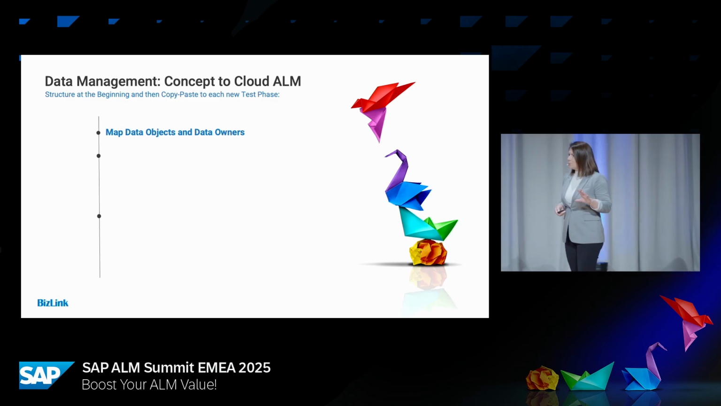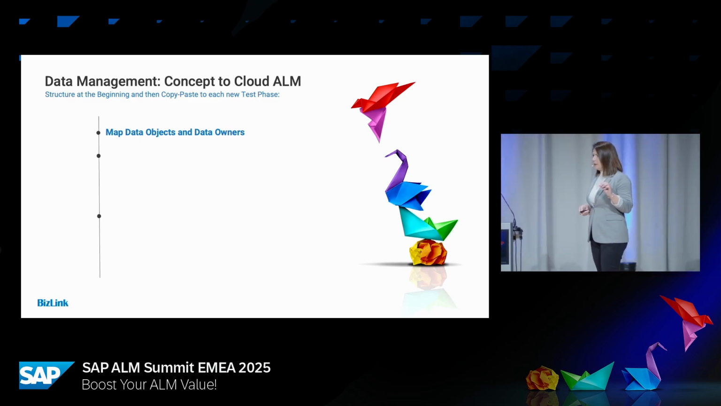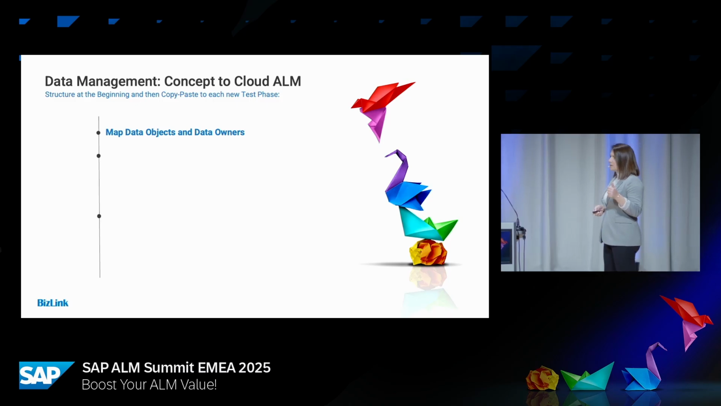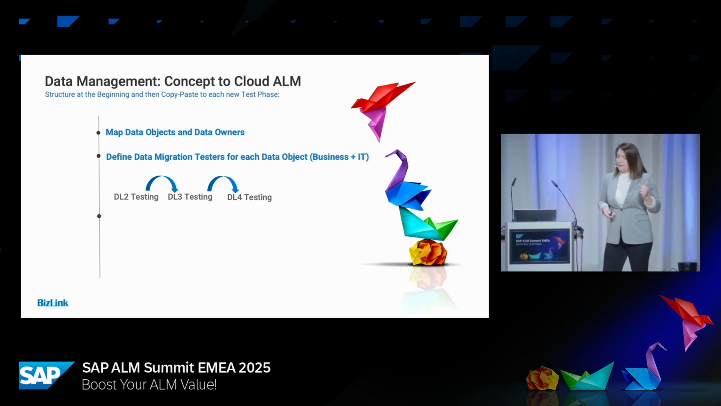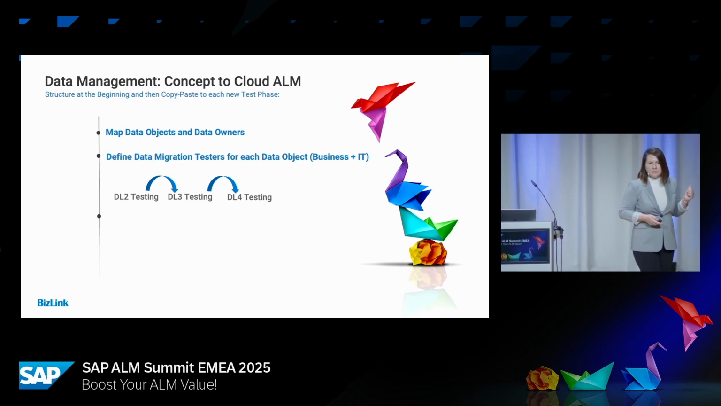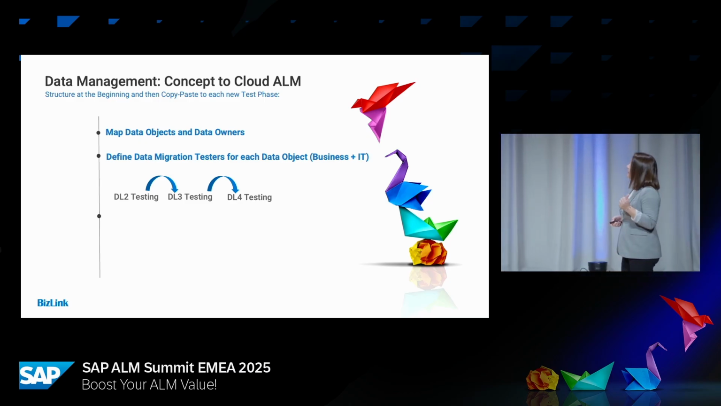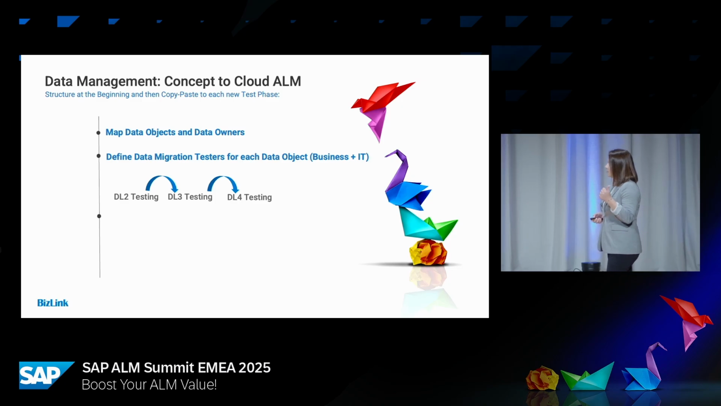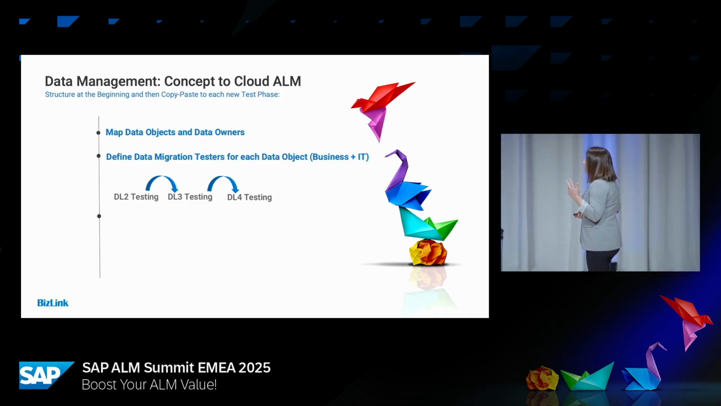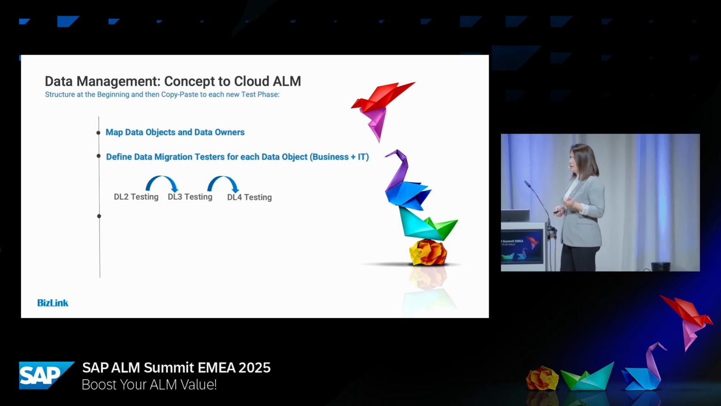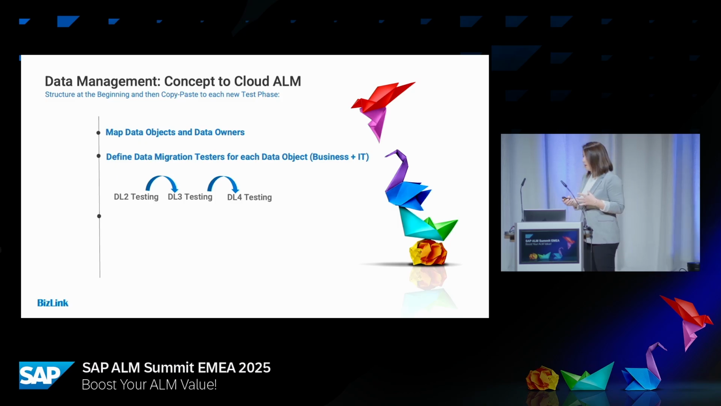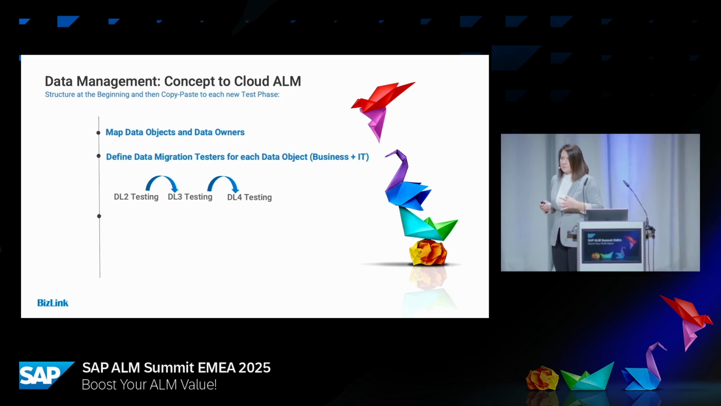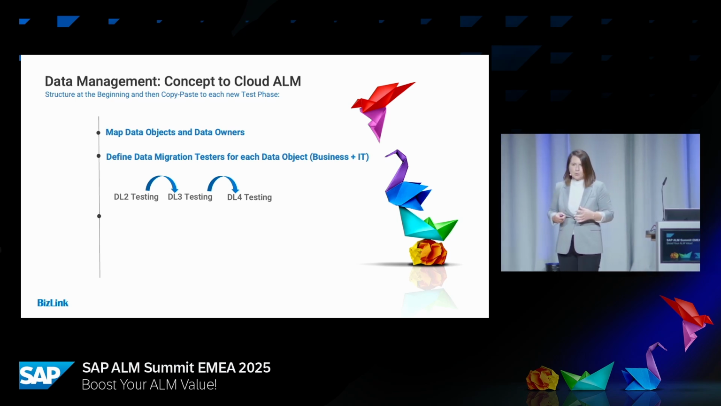So all the data objects that were subject of data migration were mapped, and we had set data owners among business. So who are the data owners? And then we defined who would be the people validating within business that the migration is done and the data they need is there. So we decided it's business plus IT validating, and we decided for each data object who are the relevant people. So this was an effort at the very beginning to set up the structure for the data management testing approach, how we want to do it.